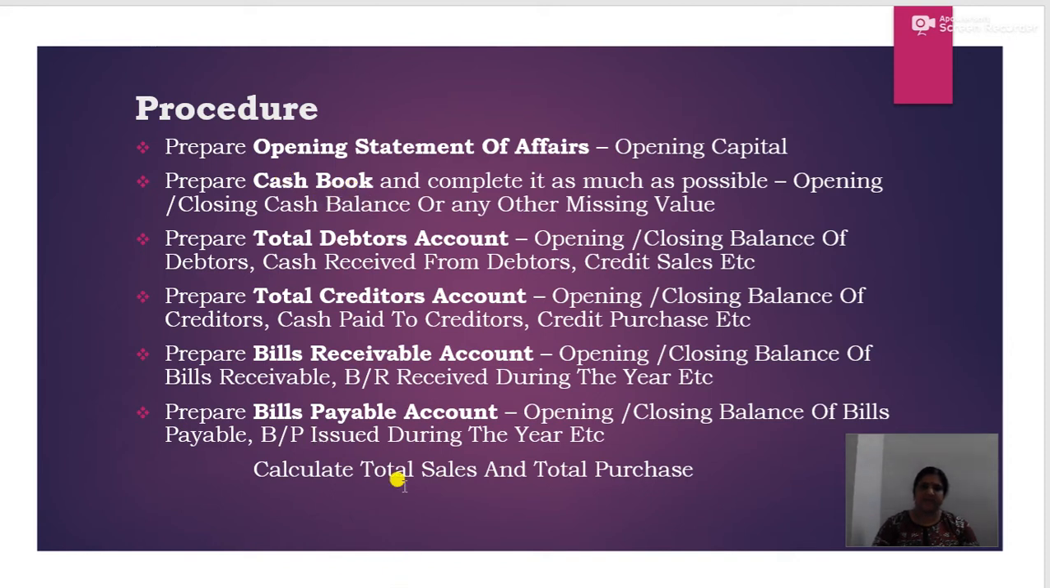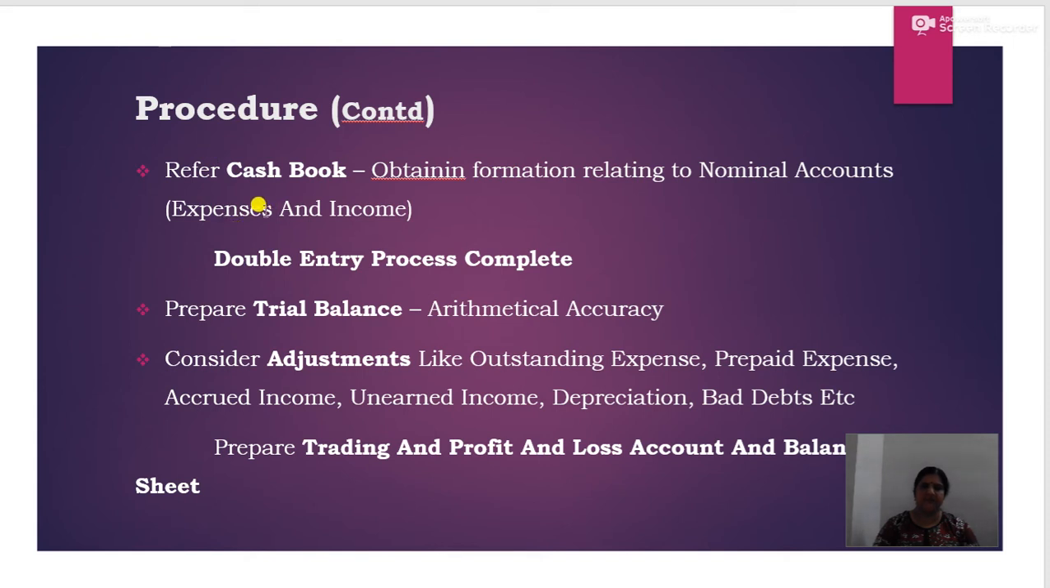Then again, we must know the credit sales and credit purchase. This credit sales is available from total debtors account and credit purchases available from total creditors account. So once you know the cash sales and credit sales, you can calculate the total sales. Then again, when you know the cash purchase and credit purchase, you can calculate total purchase also. Okay. Now, the procedure continues.